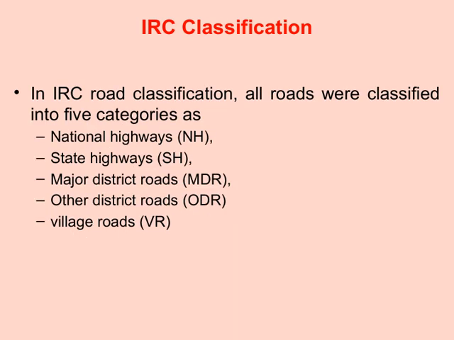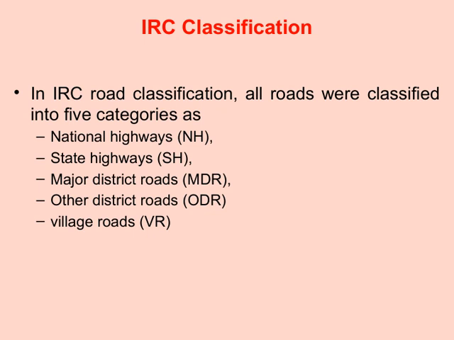Today, I'd like to talk about the IRC classification of roads. In the IRC road classification system, all roads are grouped into 5 main categories. These categories help us understand the importance and function of each type of road within the overall transportation network. The first category is national highways, or NH. These are the major roads that connect cities and states, facilitating long-distance travel and commerce.